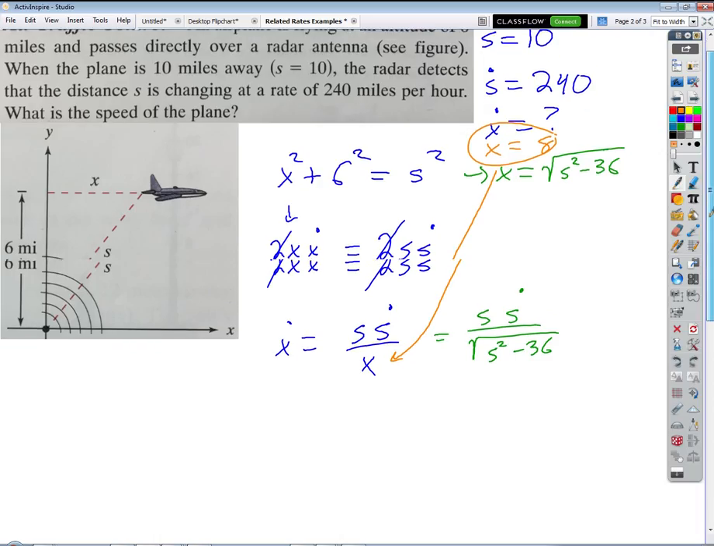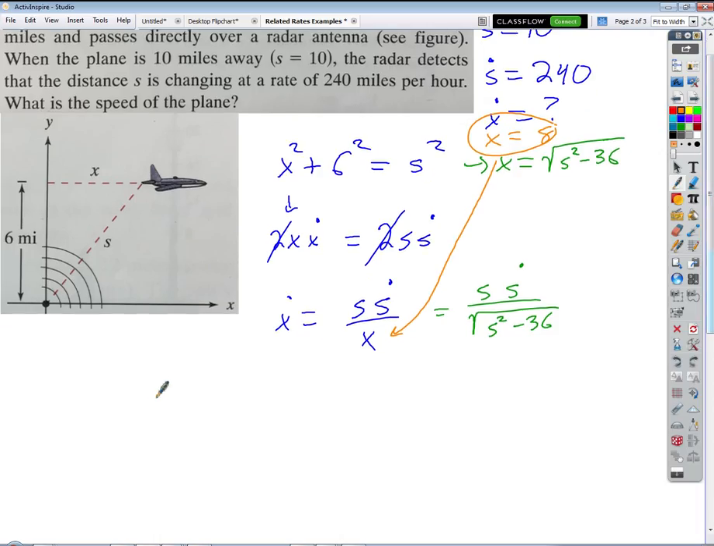So that's going to give us x dot equals s, which was 10, times s dot, which was 240, divided by x, which was 8. And so that gives us 300. Wait, what are the units going to be? 300 miles per hour. Yes.